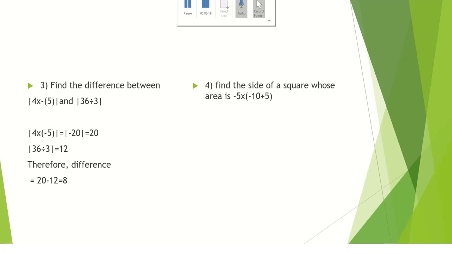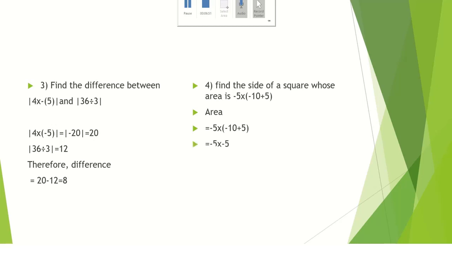And the next question: find the side of a square whose area is given as minus 5 into minus 10 plus 5. It's not x, it's just a multiplication. So we need to simplify. We know what the area of a square is. Area of a square is always side into side, in square units. Here, if we simplify minus 5 into, in brackets, minus 10 plus 5, solve that first.